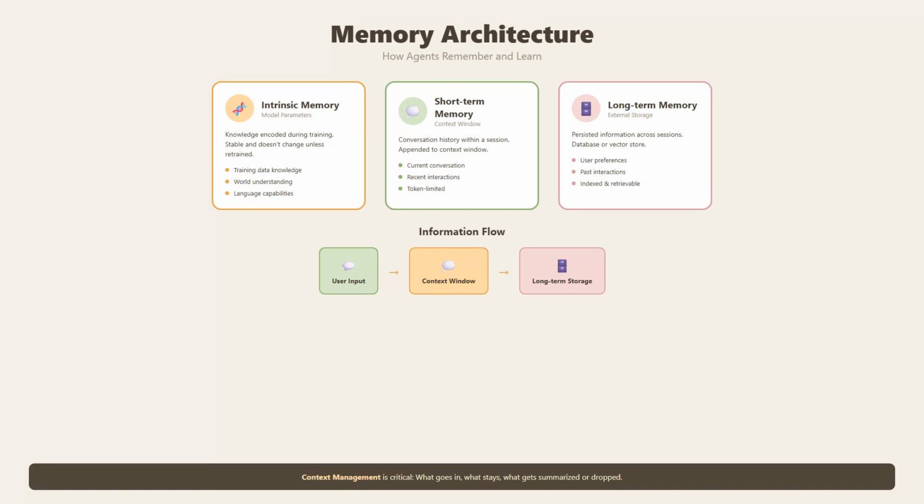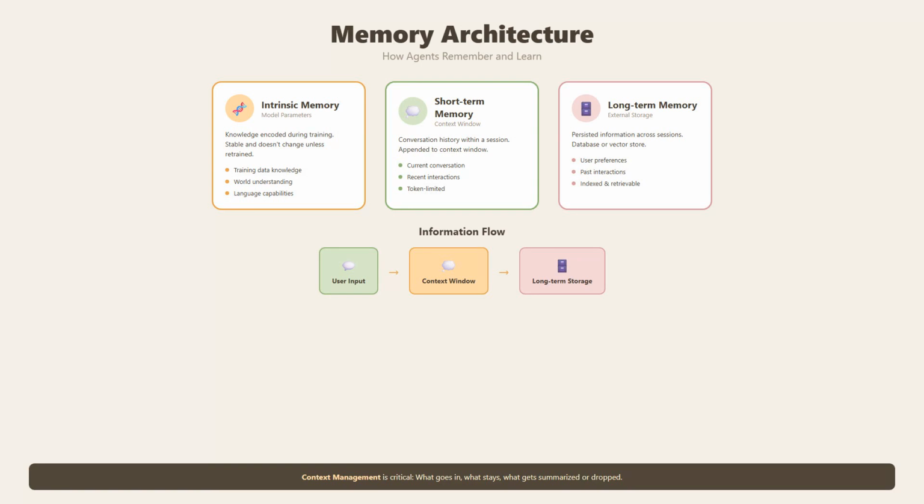Third is long-term memory, which persists across sessions. This goes beyond the context window and into external storage, typically databases or vector stores. When a user returns after days or weeks, the agent can retrieve relevant information from long-term storage about that user's preferences, past issues, or previous interactions. The challenges here involve deciding what information is worth storing, how to index it for efficient retrieval, and how to surface the right context at the right time.